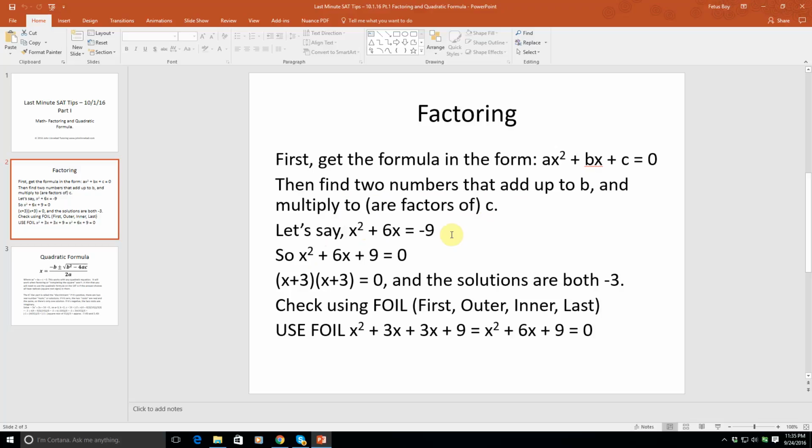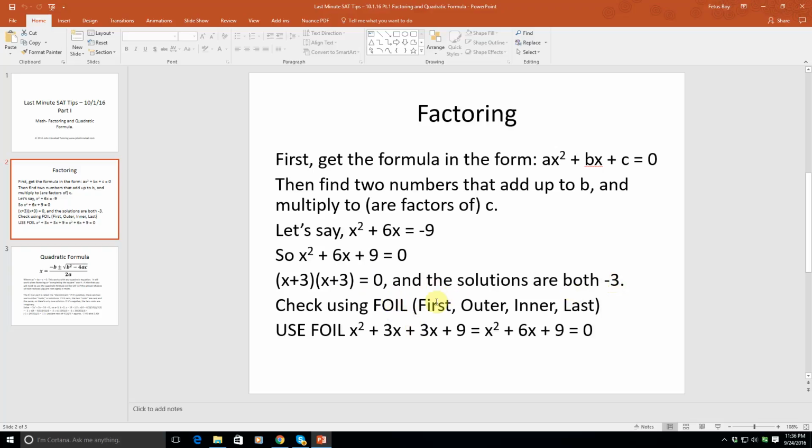So let's say we have the equation x squared plus 6x equals minus 9. So first thing we need to do is convert that into a form like ax squared plus bx plus c equals 0. So we just add 9 to each side and end up with x squared plus 6x plus 9 equals 0. So, all right, what two numbers add up to 6 and multiply to 9? Hey, 3 and 3. So 3 plus 3 is 6. 3 times 3 is 9. So x plus 3 times x plus 3 equals 0. So the solutions are both negative 3. In other words, there's only really one solution, and it's negative 3.